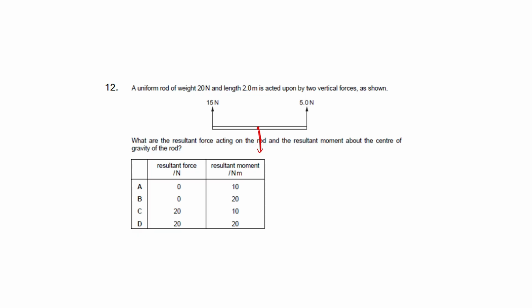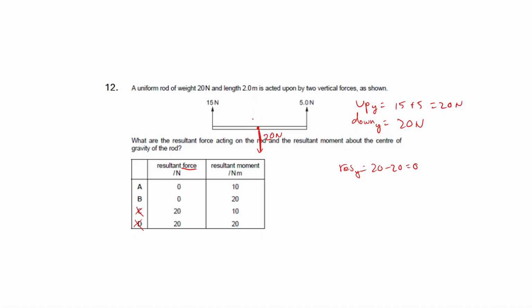So we know that the weight is 20 newtons. So this is 20 newtons. And if we use analysis of the vertical components, the up, y, is equal to 15 plus 5 is equal to 20 newtons. And then the down is y and 20 newtons. And since they're going in opposite directions, we subtract them. And then we get that the total resultant of y is equal to 20 minus 20 is equal to 0. So we know that C and D are automatically eliminated.